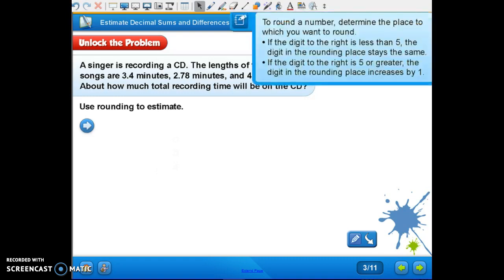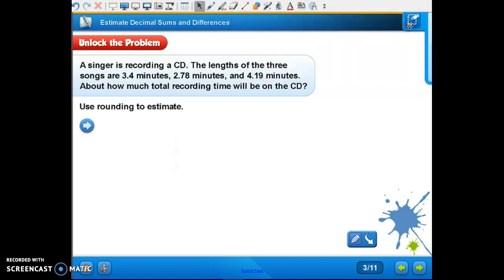Before we actually round, here's a little reminder about rounding. To round a number, determine the place to which you want to round. We've done that by circling it, or underlining it, and then underlining the one next to it. If the digit to the right is less than 5, the digit in the rounding place stays the same. If the digit to the right is 5 or greater, the digit in the rounding place increases by 1. So it's just like you've been rounding since you started rounding in 1st or 2nd grade.